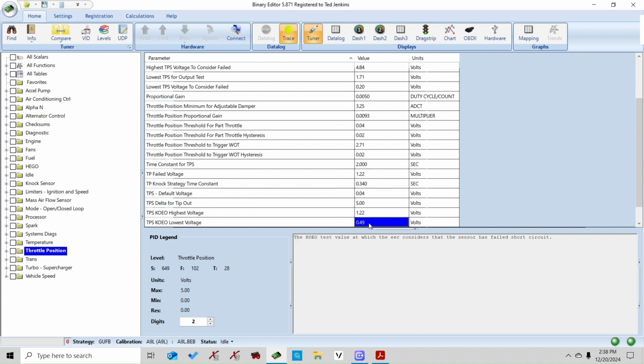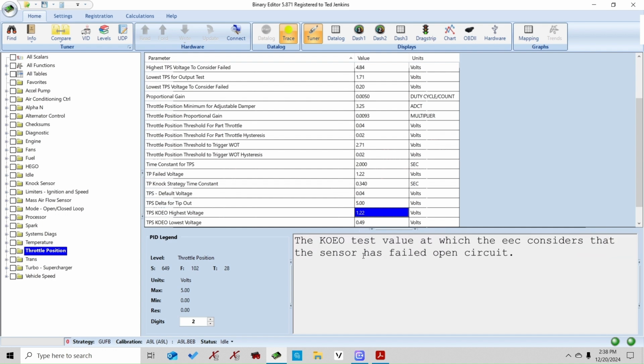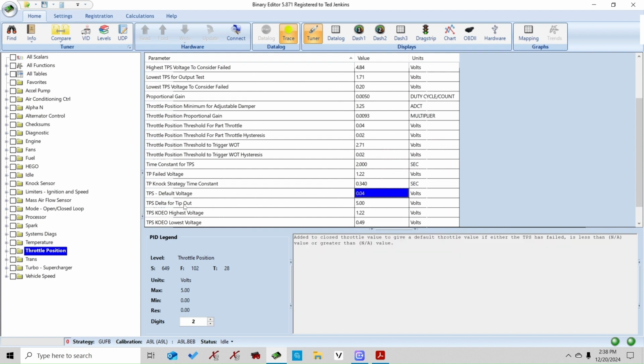This is the lowest voltage that it calls good for TPS, 0.49 volts. The highest voltage, 1.22 volts. Anything in between there is good. Once it breaks any of those parameters, you'll get a check engine light. And a lot of times it won't, but sometimes it will kick into that default voltage. And nobody knows how that's going to run until it does it, because it's a limp mode.